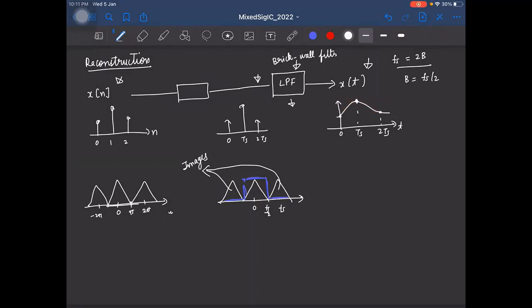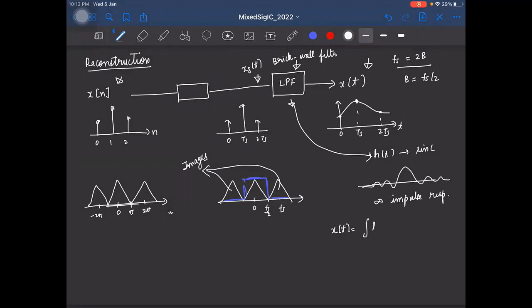And we know that for an ideal brick wall filter, the impulse response h(t) will be a sinc, so it will look like this. It only goes to 0 as t tends to infinity. So essentially, we have an infinite impulse response that exists for an infinite amount of time. If the input to the filter is x delta(t) and the output is x(t), the relation between them is given by the convolution integral, h(tau) x delta(t minus tau) d tau.